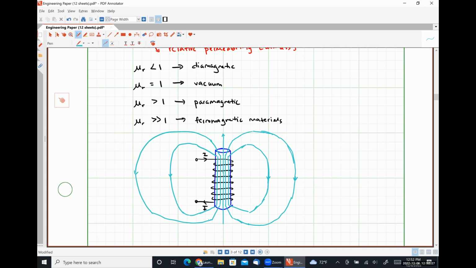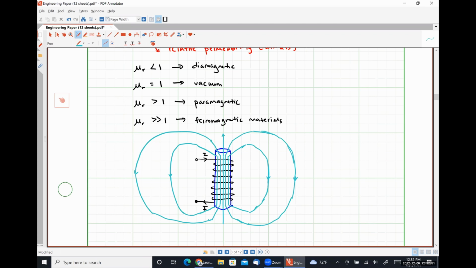So effectively, inside of our coil, because we have a high permeability core material, we concentrate our magnetic field. And outside of our core, because we have air, our flux, our magnetic field lines spread out, okay?